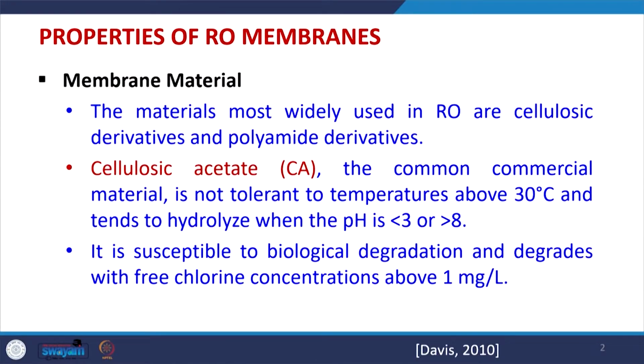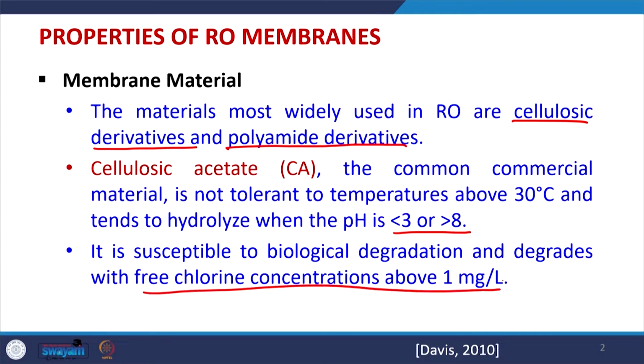So, membrane materials: the materials most widely used in RO are cellulosic derivatives or polyamide derivatives. Cellulose acetate, the most common commercial material used in membranes for RO, is not tolerant to temperatures above 30 degrees centigrade and tends to hydrolyze outside the pH range of 3 to 8. These are the common issues with cellulose acetate. Also, it is susceptible to biological degradation and degrades when the free chlorine concentration is above 1 milligram per liter. This is another problem with cellulose acetate.